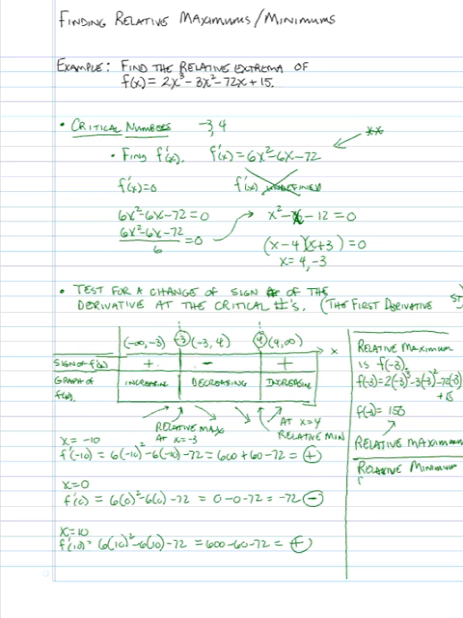So we have to calculate f of 4. And remember, that's the original function. So let's say 2 times 4 cubed, minus 3 times 4 squared, minus 72 times 4, plus 15. And we have to do some calculations. I'm convinced you can do that. And when we do all those calculations, we'll get a value of -193. So -193 is the relative minimum.